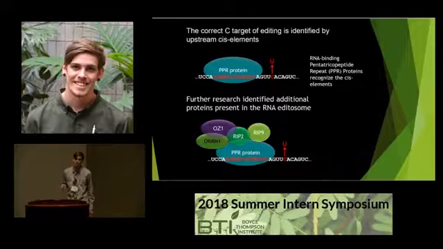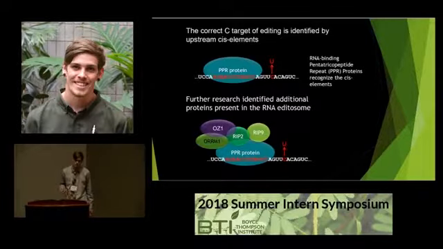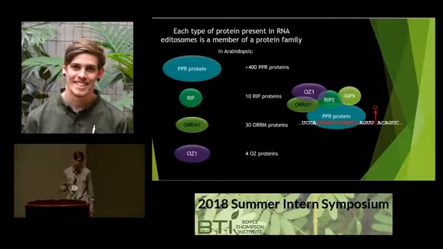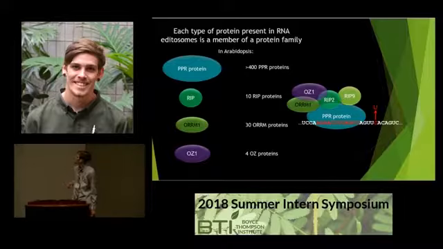Further research done in the Hanson lab identified additional proteins present in the RNA editosome, including ORM, OZ, and RIP. Each type of protein present in the RNA editosome is a member of a protein family. In Arabidopsis, the PPR protein family consists of more than 400 members, whereas the RIP protein family has 10 members, the ORM protein family has 30, and the OZ protein family has 4.